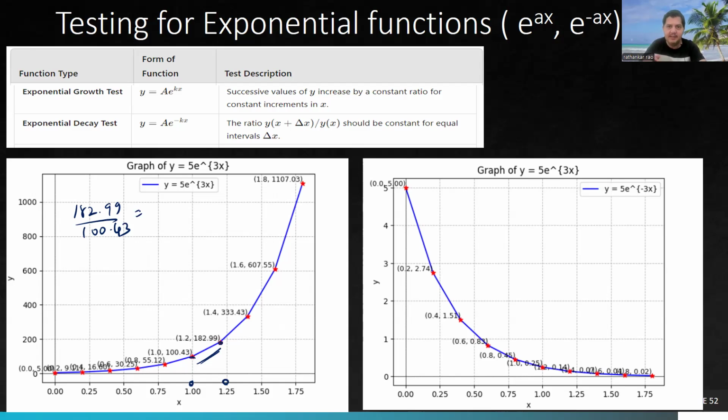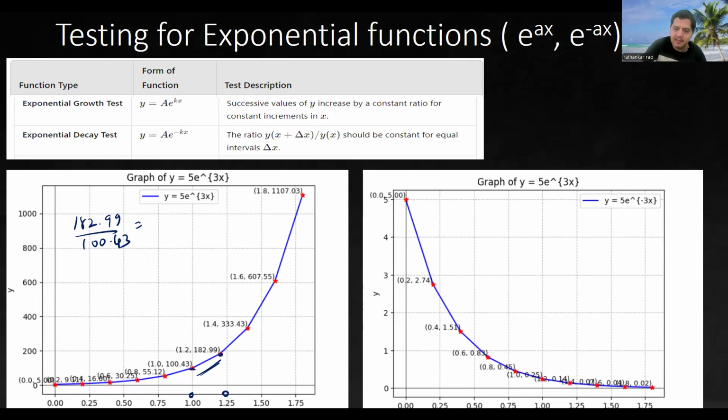Let me do this here. I'll take my calculator. 182.99 divided by 100.43. When I do this, I get the answer as 1.822.